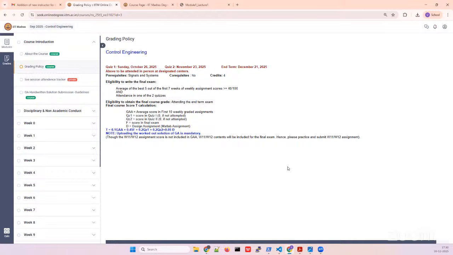For the first 10 weeks, assignments will be weighted around 10%, the first and second quizzes 50%, and the design assignment carries 5% in total. So this is how your weightage will be split.